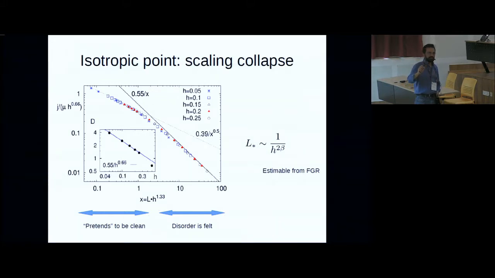You assume that the quasi-particles are free, and then you estimate the time at which it first disperses by the disorder potential. And you can estimate that this L star is 1 over h to the 2 beta. So you scale the x-axis by that. You scale the y-axis by a different... it's not quite different. I don't want to explain this. And you see it all fits nicely in one curve for different h values.